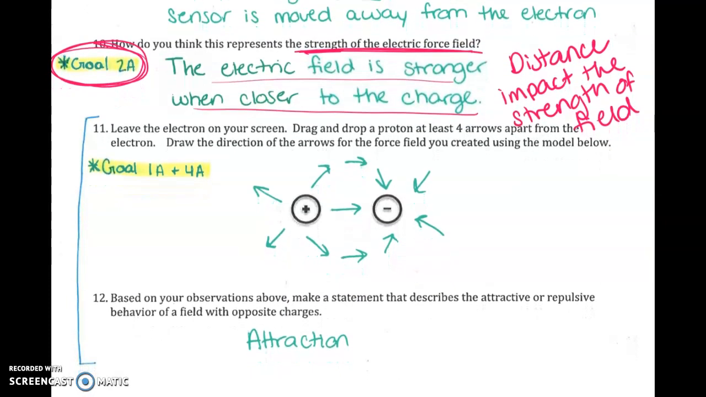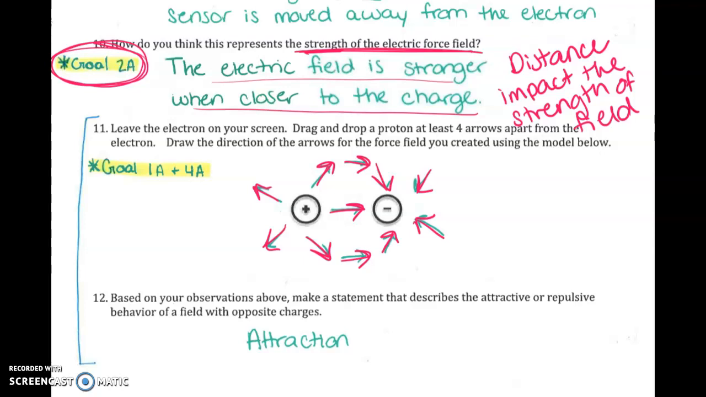In number 11 here, it says leave the electron on your screen, drop and drag a proton at least 4 arrows apart from the electron, and then draw the direction of arrows that you've created. You are drawing how positive and negative fields are interacting with each other. If you were to just focus on a positive field, you would once again observe that it always has that outward force. And when it's put next to a negative field, they're attracted to each other, and they would want to move closer to each other if there's no friction or any other forces standing in the way, because opposites attract.